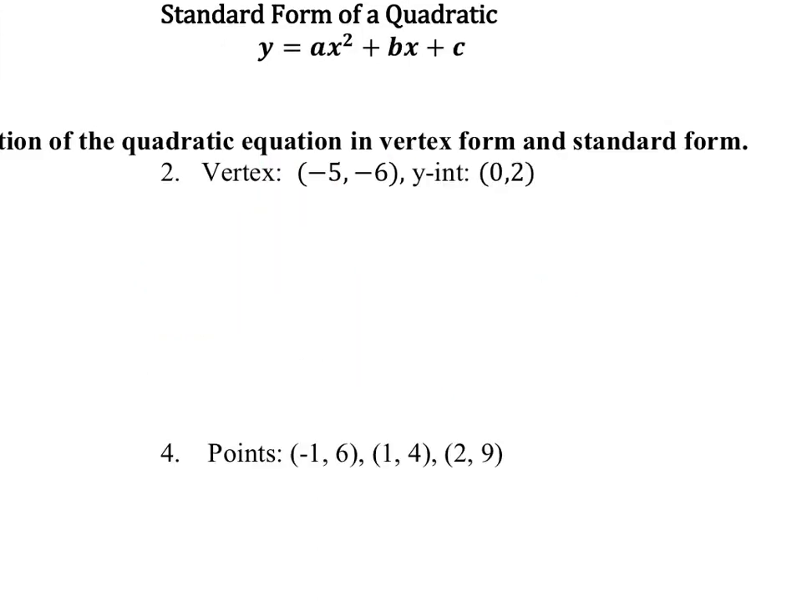Okay, moving on to number 2, I want you to try number 2 on your own. This is the secret example for the first secret example. So I'm going to have you do it on your own. Just keep in mind that your vertex is your h and your k. And then the y-intercept, well, that's still a point, so this is going to be an x and a y. So go ahead and use that and write it in vertex form and standard form.